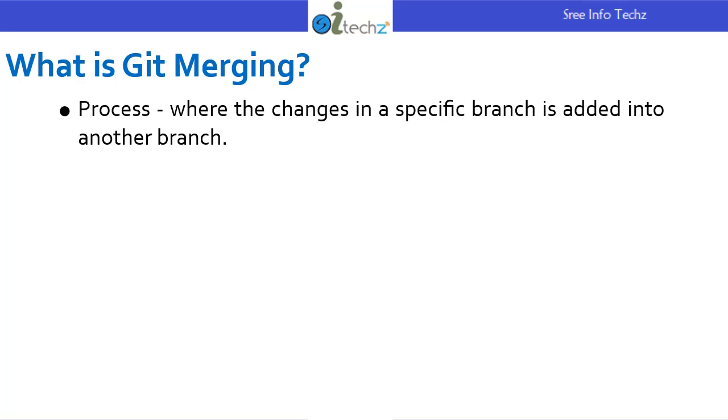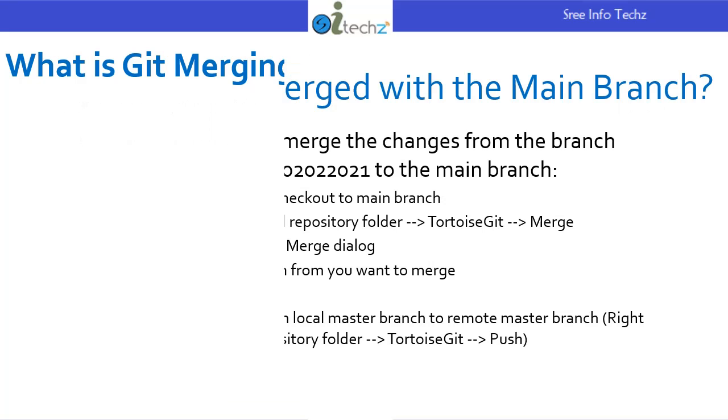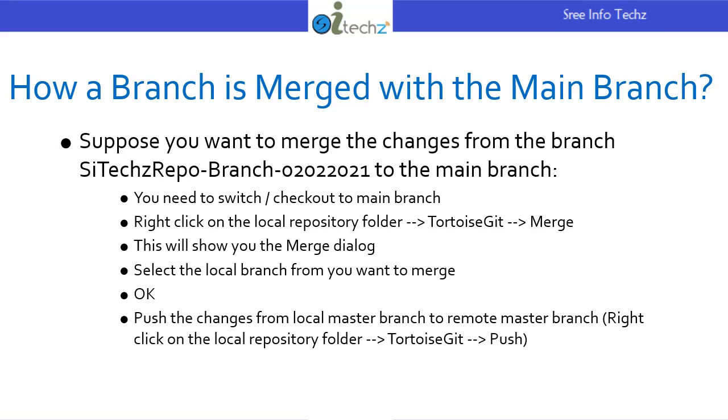Now, let's move to the next topic. Now let us see how a branch is merged with the main branch. Suppose you want to merge the changes from the branch SiTechz repo branch 02022021 to the main branch.